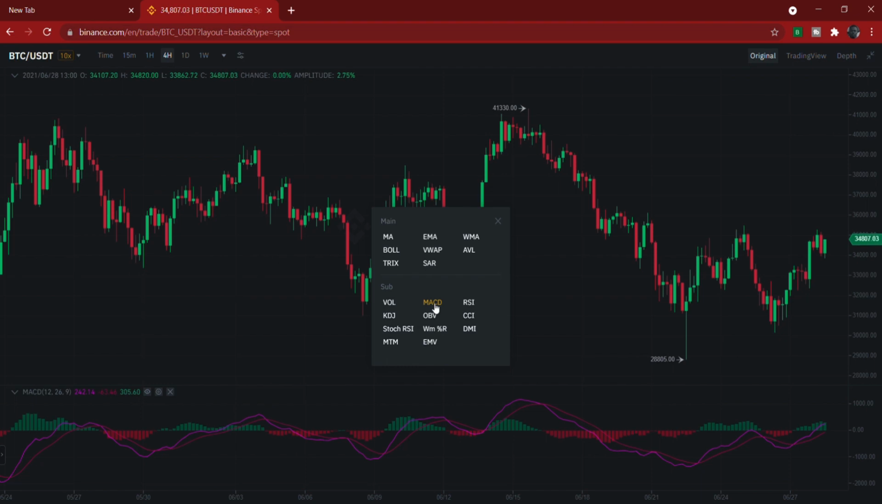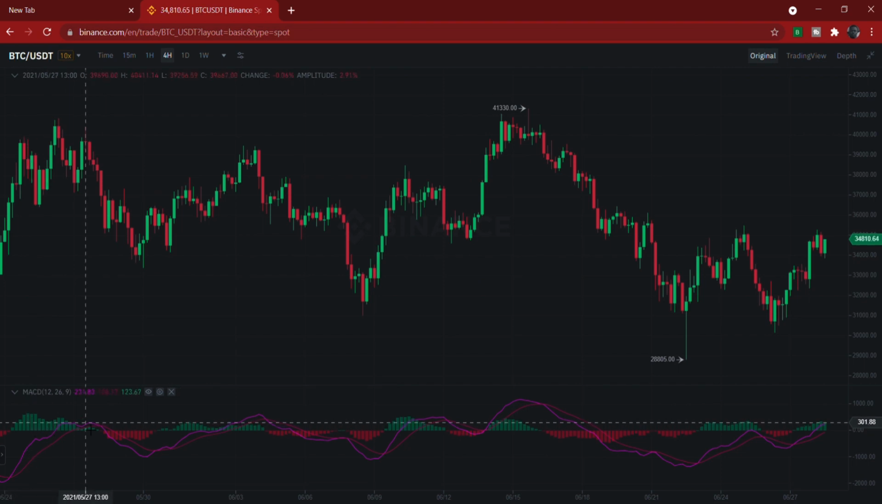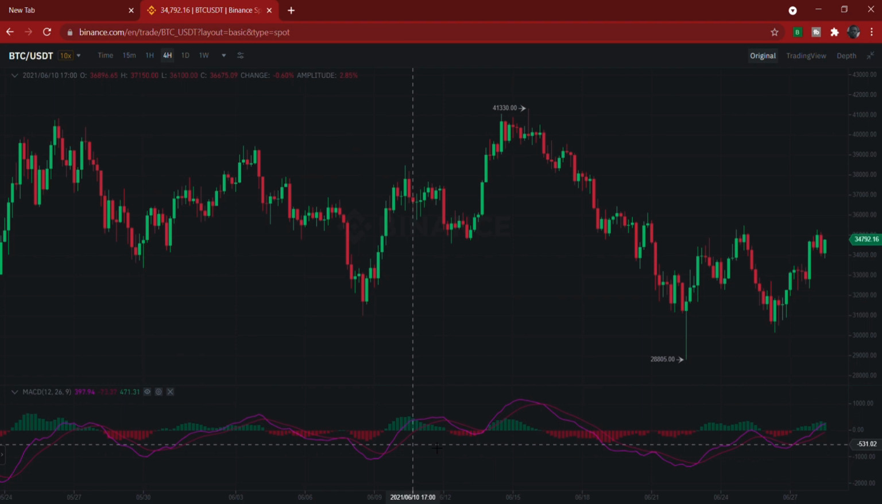So to use MACD, let me just cancel. So I've clicked on MACD. You can see it down here. This is it, MACD. Now, as you can see, you have green, red, green, red, green, red, and here you have these two lines. I think the color of these two lines are purple. This one is purple, and the second line is red.